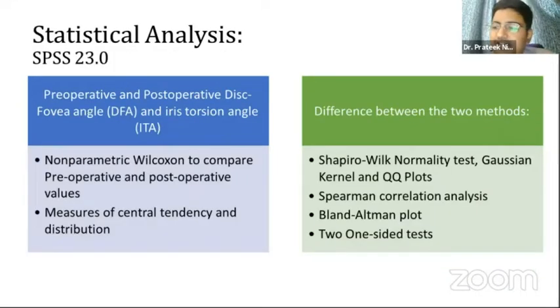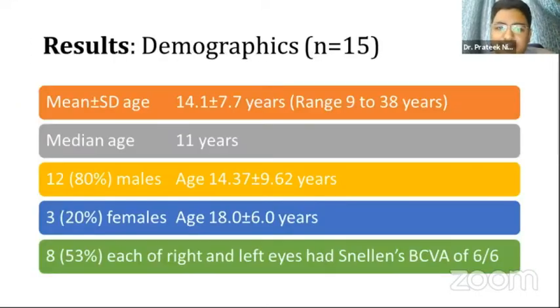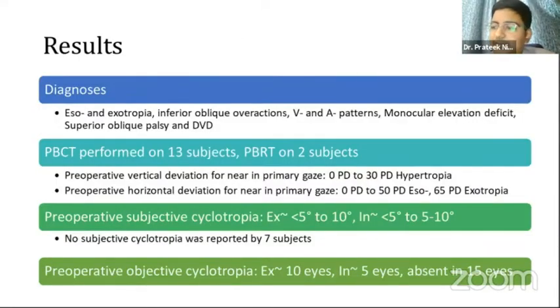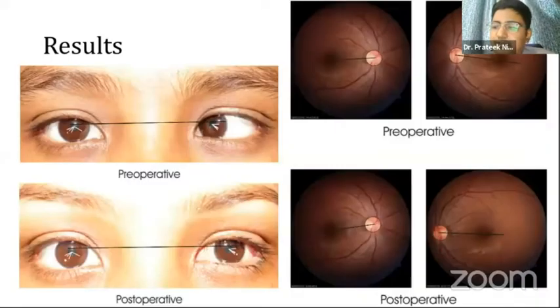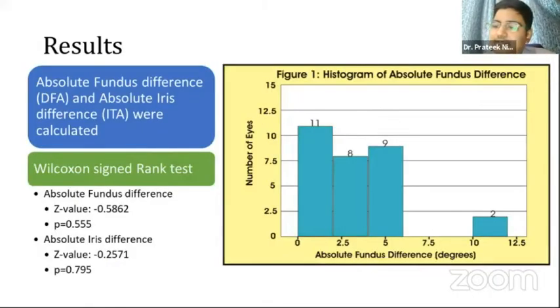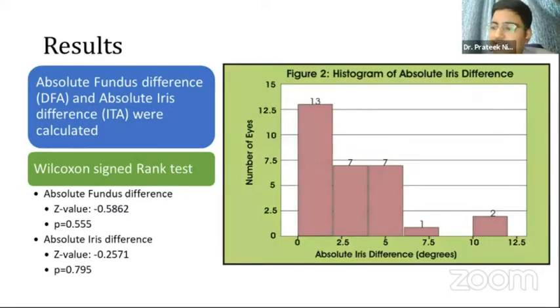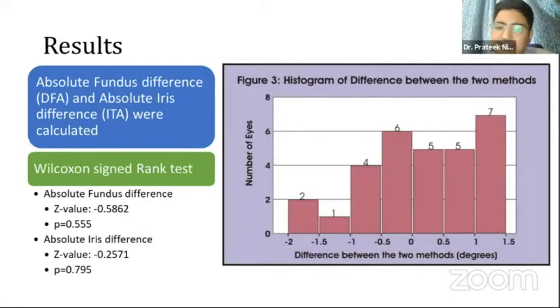The appropriate statistical tests were applied, and these are the demographic details of the sample. Various types of cyclovertical strabismus were operated upon. Objective excyclotropia was seen in 10 eyes and incyclotropia in 5 eyes. These are the pre and post-operative photographs of a representative case. The absolute difference in disc fovea angle and iris torsion angle were calculated, and Wilcoxon signed rank test showed that these were not statistically significant.